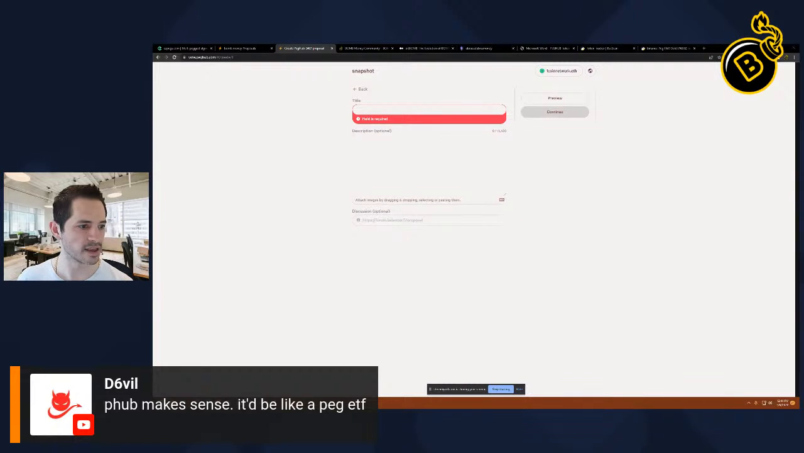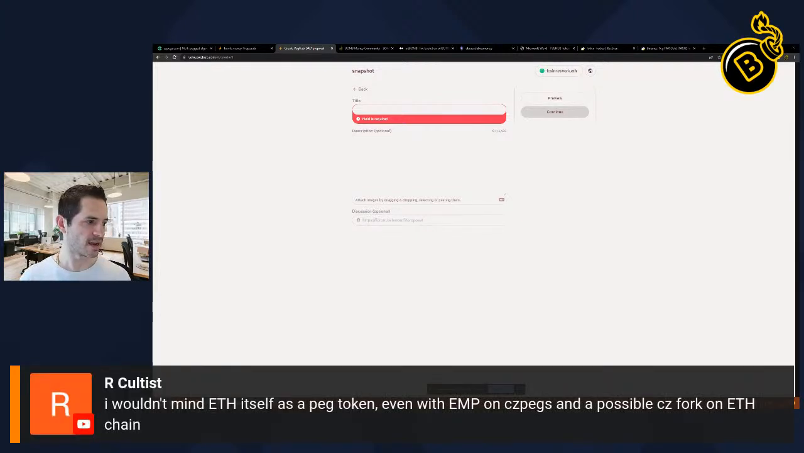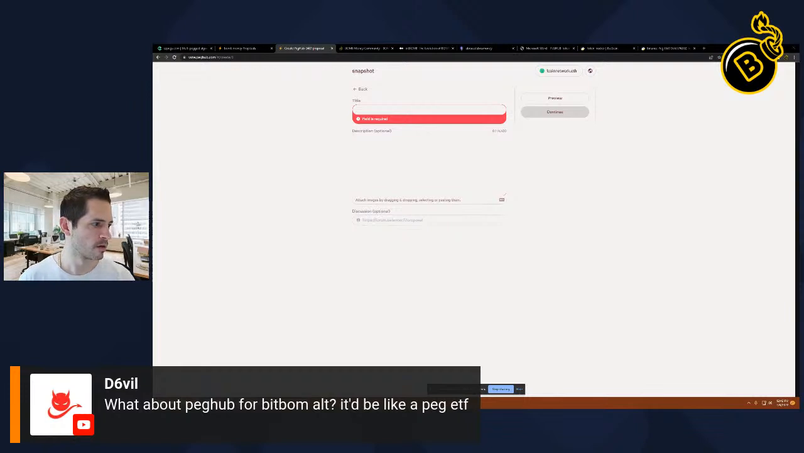P-Hub makes sense. It'd be like a PEG ETF. Oh, you mean like pegging to P-Hub? Wouldn't mind ETH itself as a peg token, even with EMP on CZ pegs and possible CZ fork on ETH chain. Yeah. I wouldn't mind an ETH peg either, but we don't want to have too much overlap. Yeah, a couple of people have brought that up, pegging into PegHub.